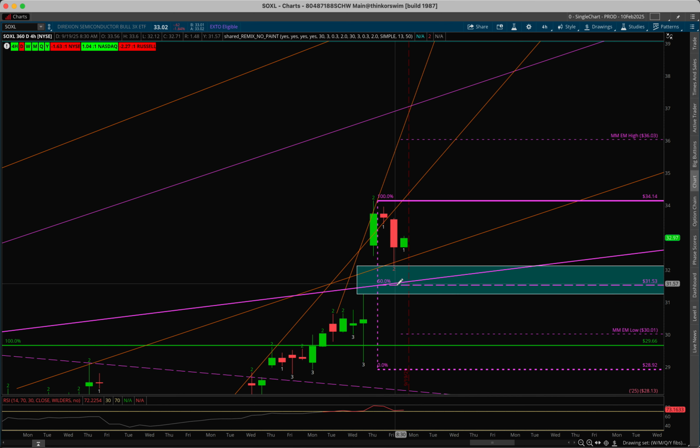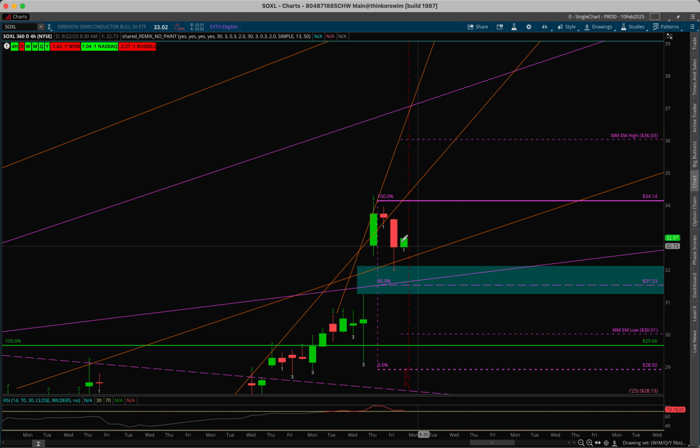Not to mention you have the gap below. So there's all the reason in the world that you could take off some of your position here and leave some runners for the gap fill, or at least the test of last week's 50% here at 31.53. To the upside, you've got a 2-1-2 up that would trigger at this high, 33.05. And the magnitude would be the high of this candle, this 33.60. So again, a 55-cent move here, not a bad move for an intraday move.